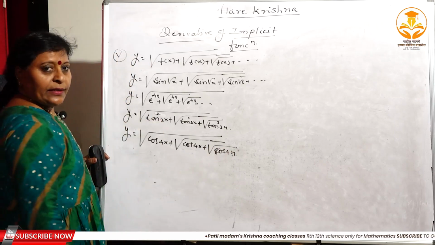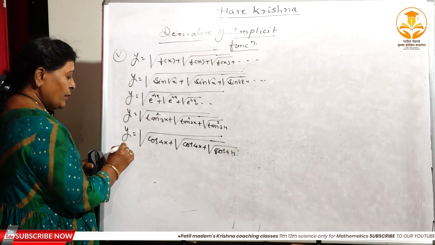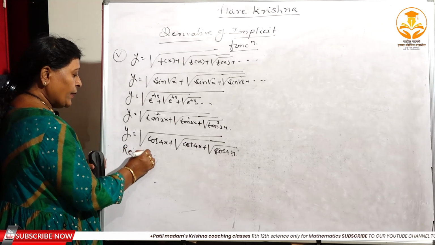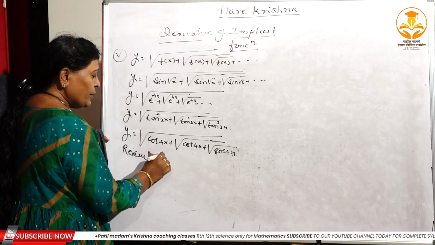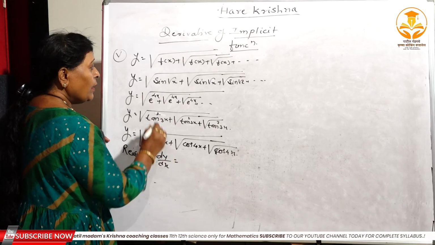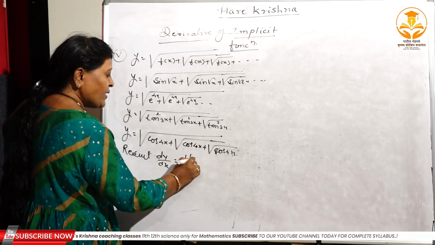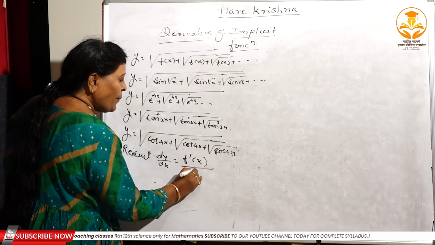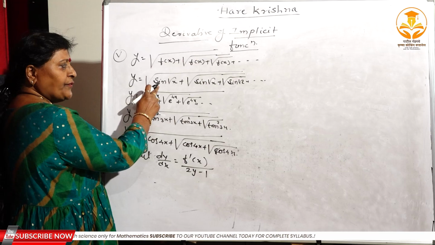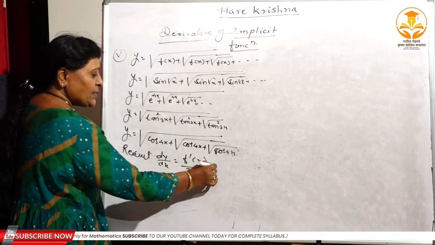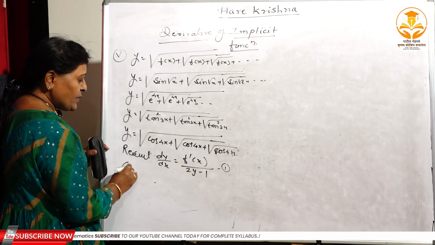Now see the result. The first one, the direct result. What is the function? f of x. You have to find out the derivative of that, that is f dash x, and 2y minus 1 is the compulsory term, isn't it? Now what is your second function here? That is sin root x. This is the first result. See what is the second result?